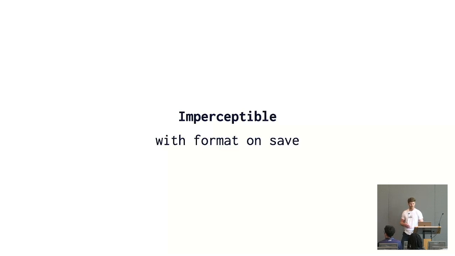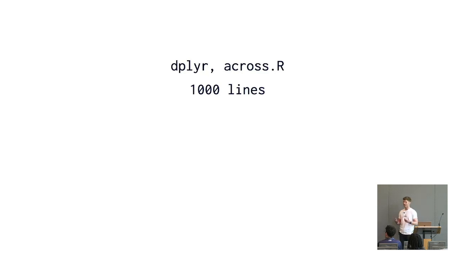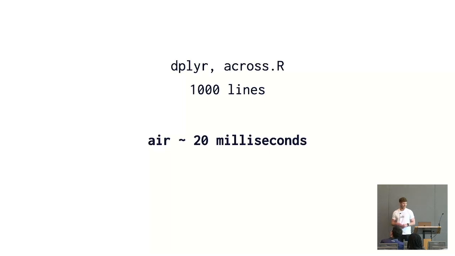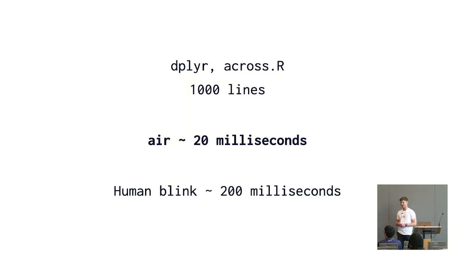To put some numbers behind that, we'll look at dplyr's across.R. It has over 1,000 lines in it. It's a fairly large R file. This takes 20 milliseconds to format with Air. That would not be fast, would it? By comparison, to just give you some relative numbers, when you blink your eye, it takes 200 milliseconds. So it's very fast.